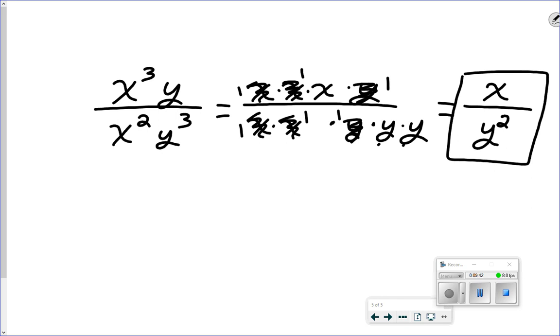And that is the rules of exponents. The product, power, and quotient rules of exponents. Later on, we'll talk about negative exponents, zero exponents, and a few other things.